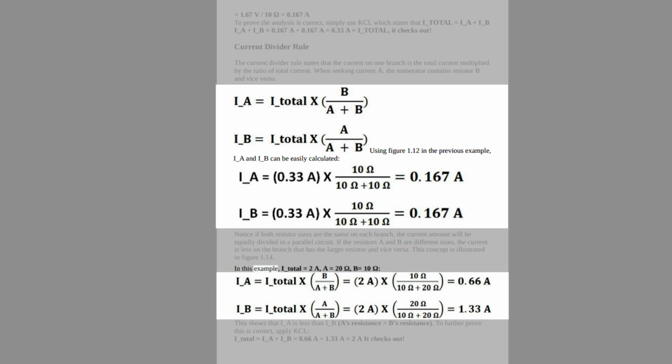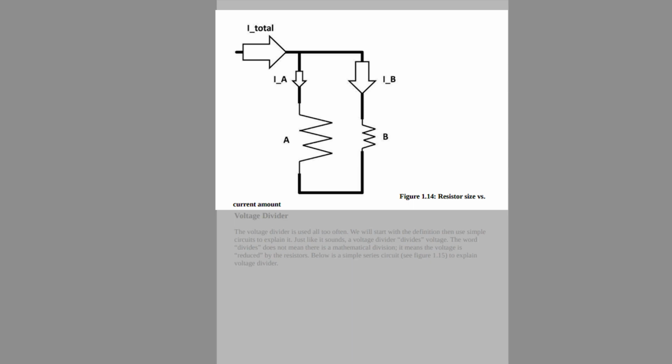In this example, I_total equals 2A, A equals 20 ohms, B equals 10 ohms. This shows that I_A is less than I_B, since A's resistance is greater than B's resistance. To further prove this is correct, apply KCL. I_total equals I_A plus I_B equals 0.66A plus 1.33A equals 2A. It checks out. Figure 1.14, resistor size versus current amount.